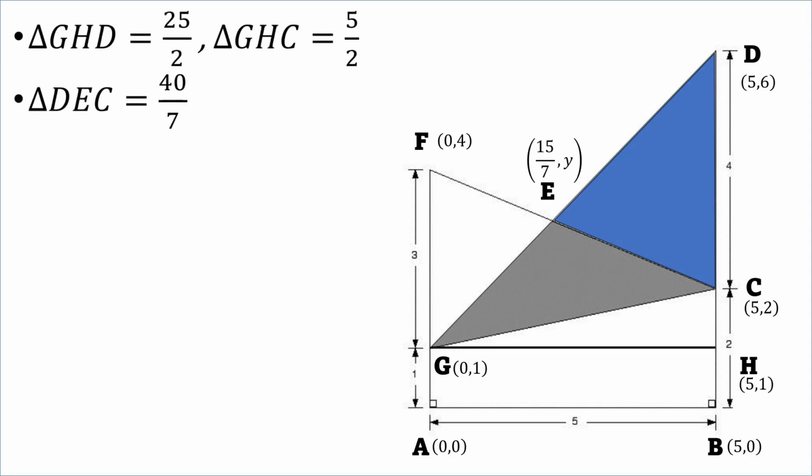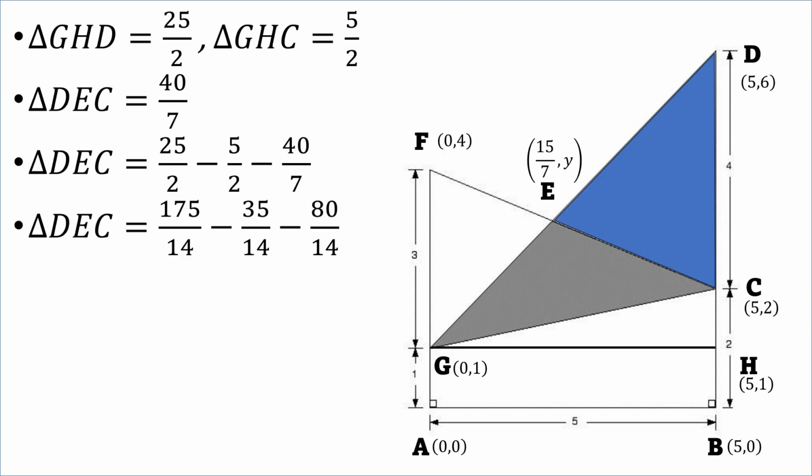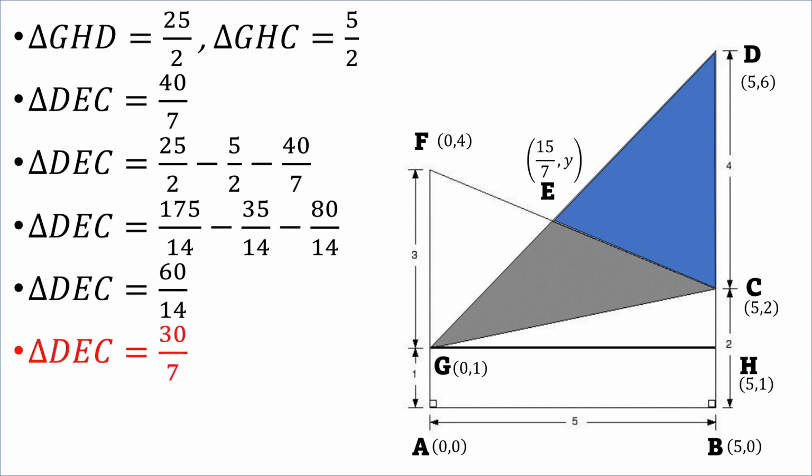So going back to the original idea, we want to find the area of the shaded gray triangle. That's going to be the entire area, which is 25 over 2, minus the small triangle of 5 over 2, minus the 40 over 7. So finding the LCM, it will be 14. So 25 over 2 will be 175 over 14. Then we'll have minus 35 over 14 and minus 8 over 14. That gives us 60 over 14, which reduces to our final answer of 30 over 7.